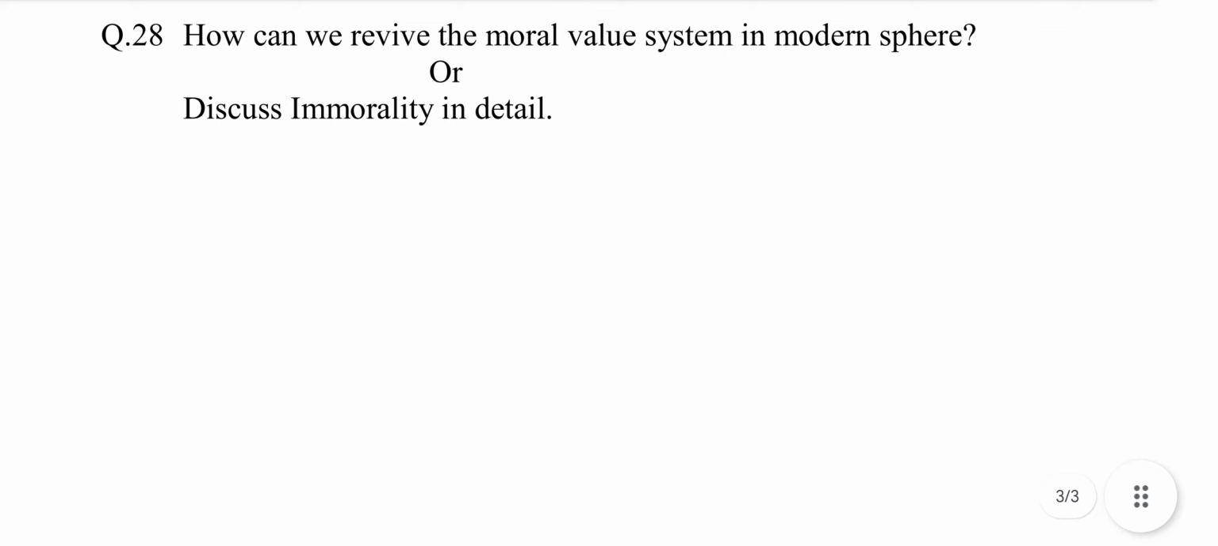Question number 28. How can we revive the moral value system in modern sphere? This question is selected from chapter number 4, Moral Education. The answer may be: it is the demand of the time that value system should be revived. Few points are as listed below. Number 1. Parents should tell the children about our culture and value system. 2. The school curriculum should include moral education. 3. Take good things from Western culture and not bad things.